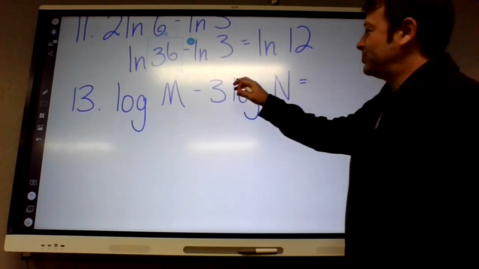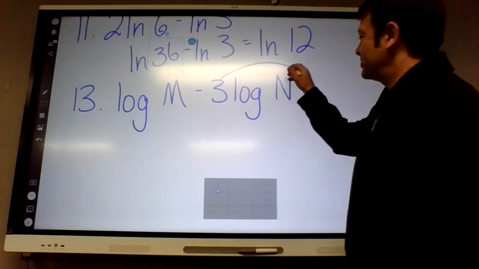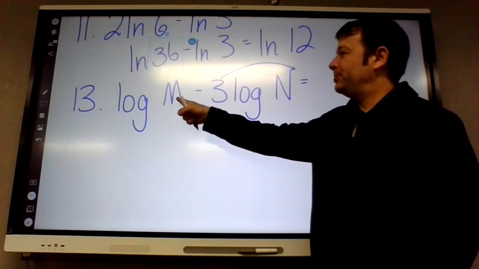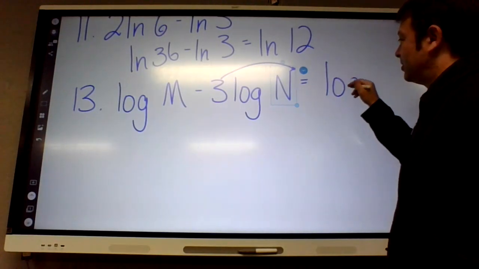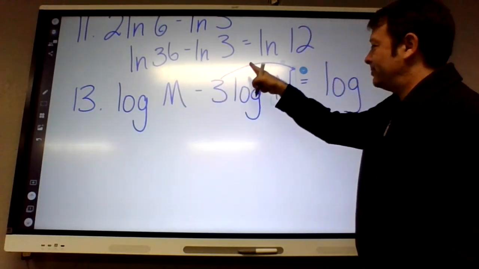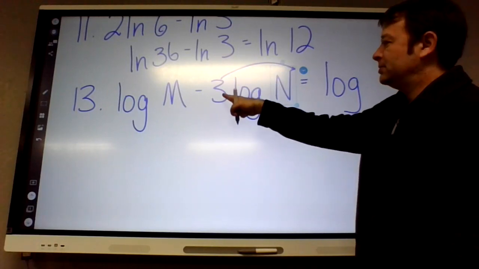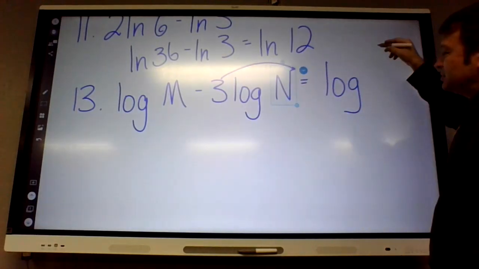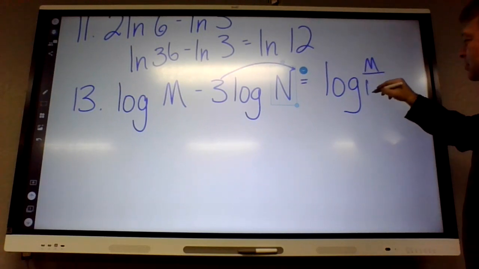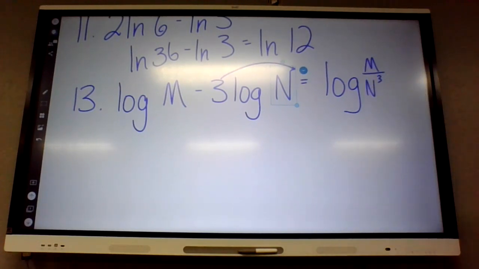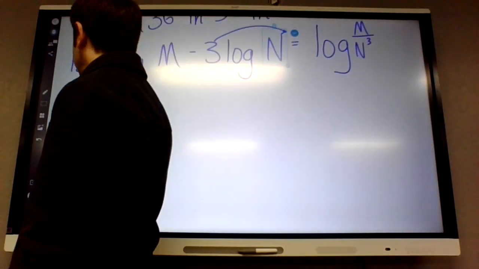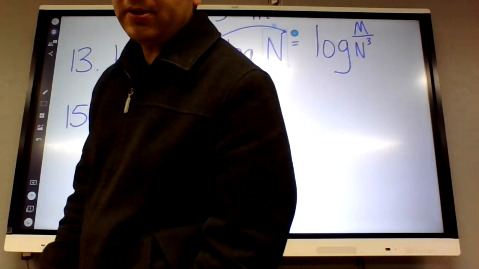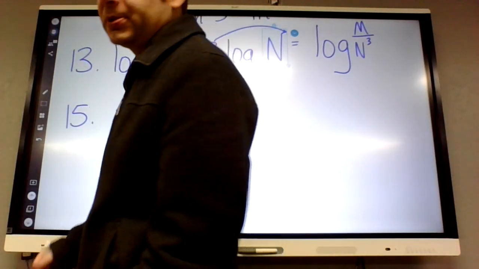Okay, so on this one, the 3 can go up here as an exponent. So what are we gonna be doing with the m and the n? Dividing. So this is gonna be log of m divided by n cubed. A plus 2 log b minus 3 log c.